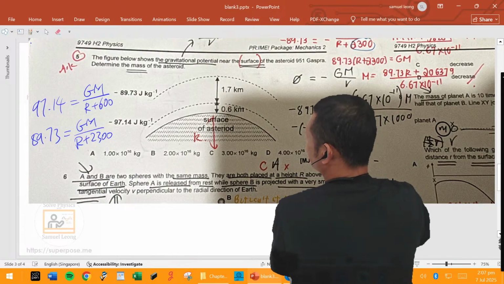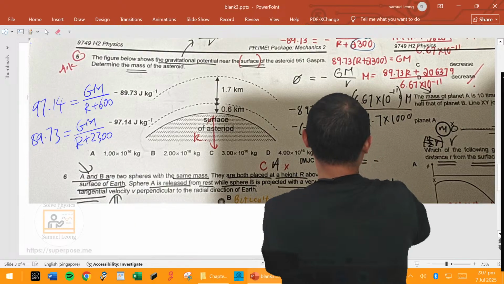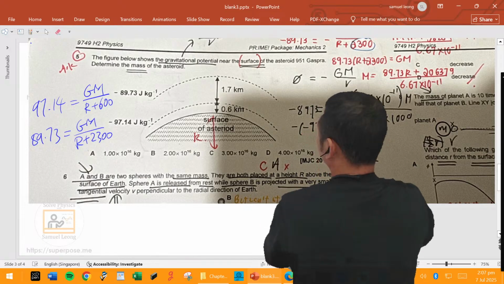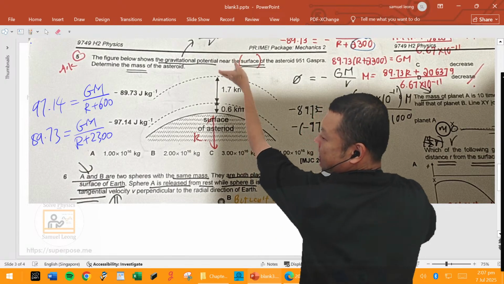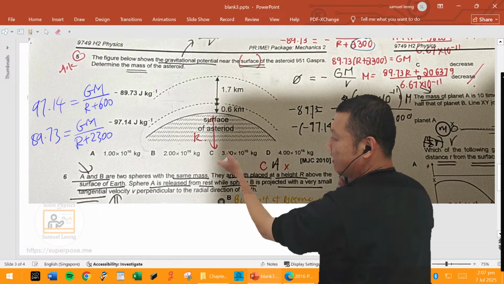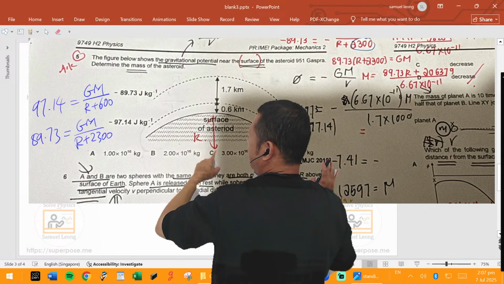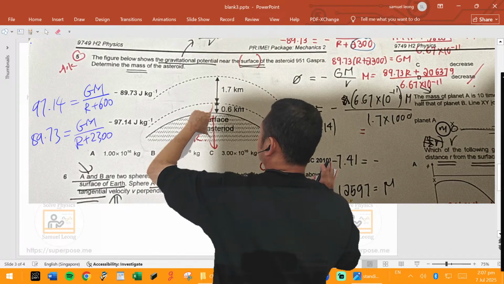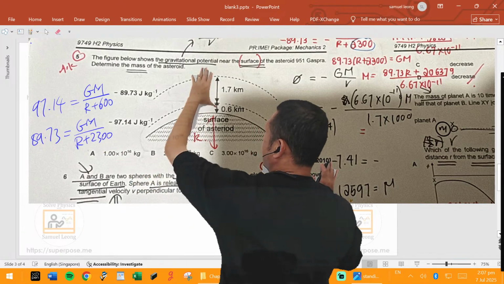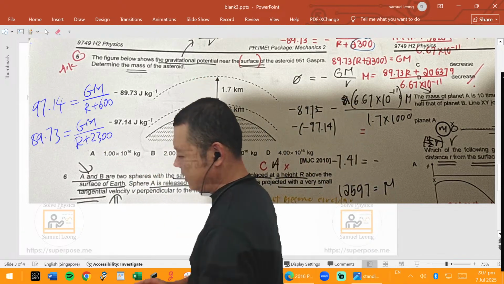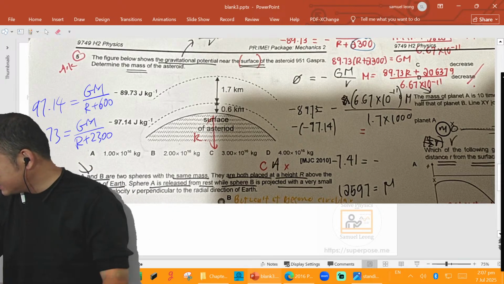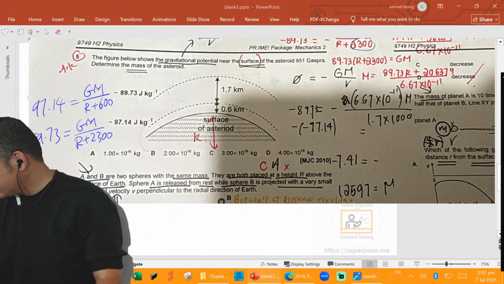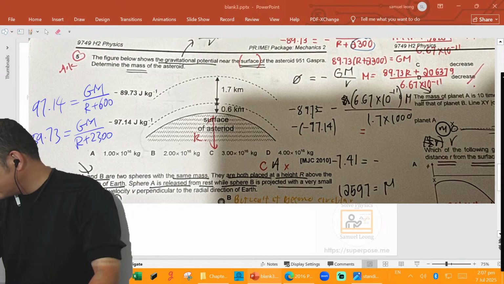I also don't know why you put 3000. Just always remember that you must measure from the surface all the way to the center of the Earth, right, the center of the object. So this is R plus 600, and then the other one is R plus 600 plus 1700. Hang on, let me do another one of yours, because I think I got quite a bit of backlog for her question.